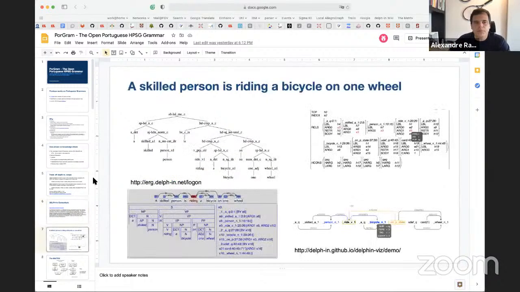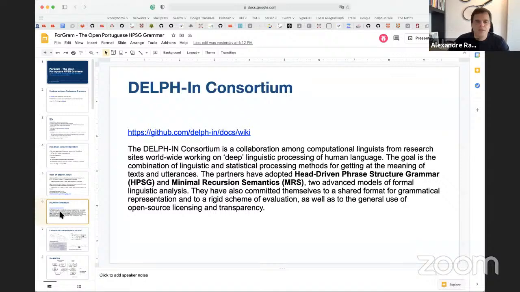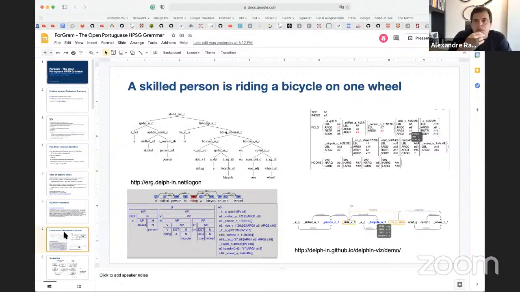I think this is the most active community around the HPSG formalism nowadays. I'm proud to be part of that. So this is just an example of the things that you get out of the tools that DELPH-IN provides, right?